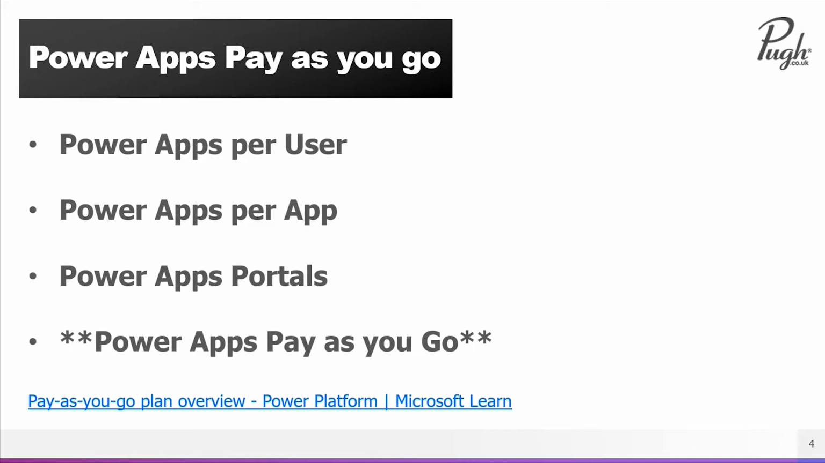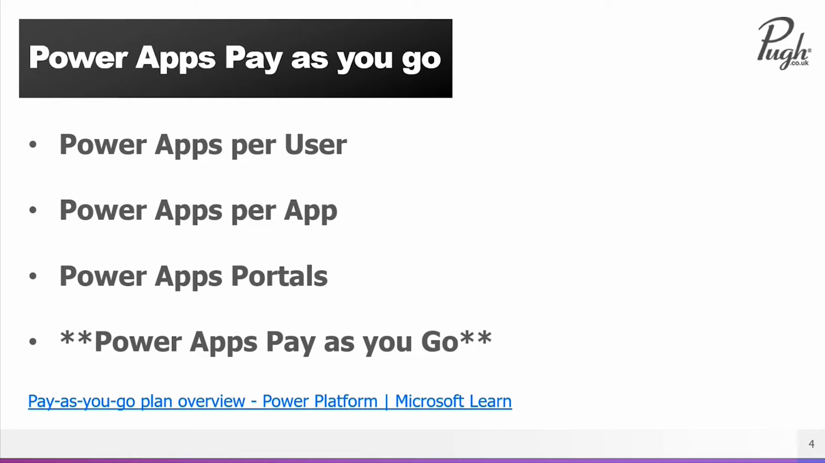Then there's Power Apps per app. This is for users that aren't going to use many apps, but need a particular app to run. And that allows them access to one app, one portal, and obviously, again, the premium connectors. And they can be added up. So you can buy 2 of these licenses if they want to run 2 apps.